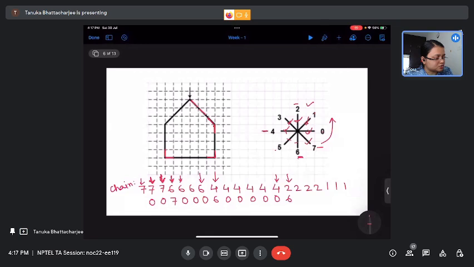Again we have 0, 0, 0. Then the last transition is from this segment 2; we will have to go to this segment, which is direction 1. So, from 2 we will go to 1. Here we have 2 and here we have 1. If we go in the anti-clockwise sense, that is 1, 2, 3, 4, 5, 6, 7. So, we have 7, again 0, 0.